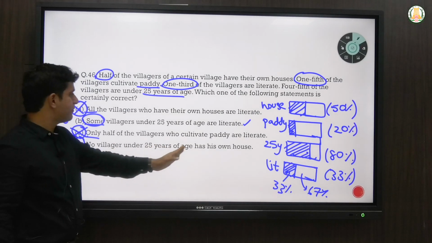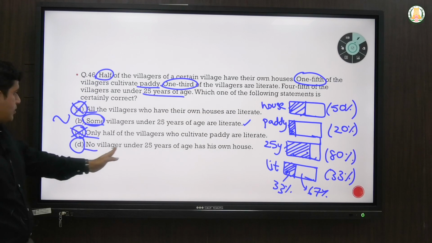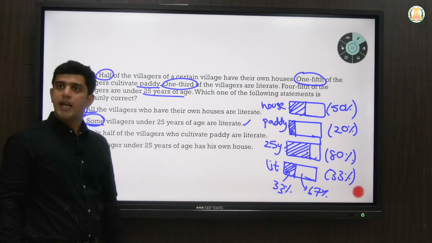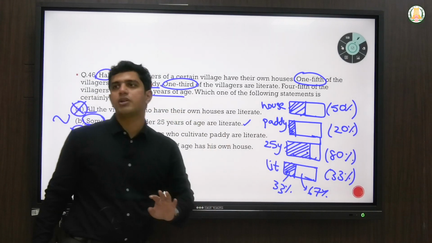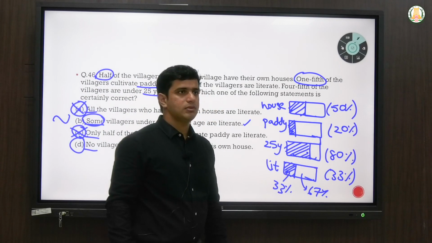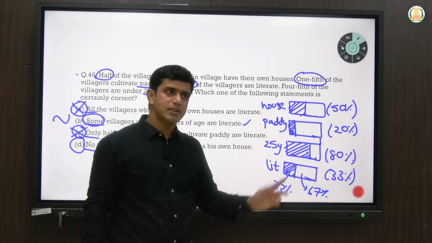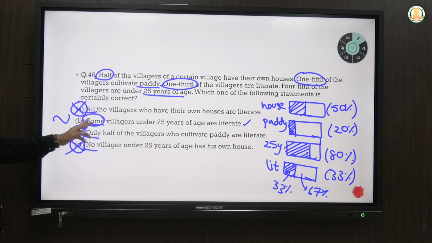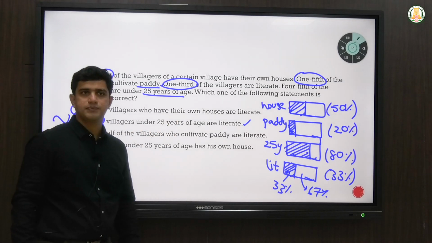No villager under 25 years of age has his own house. Okay. So that means how many villagers are under 25 years of age? 80%. You can see here 80% are under 25. He's saying none of them has an own house. That means only 20% will have own house at max. But here you see 50% are having own house. So that is also wrong. Okay. So the answer is B. That is some villagers under 25 years of age are literate.